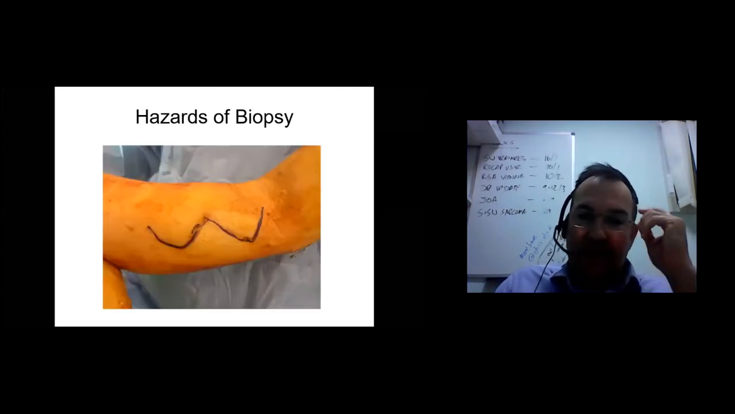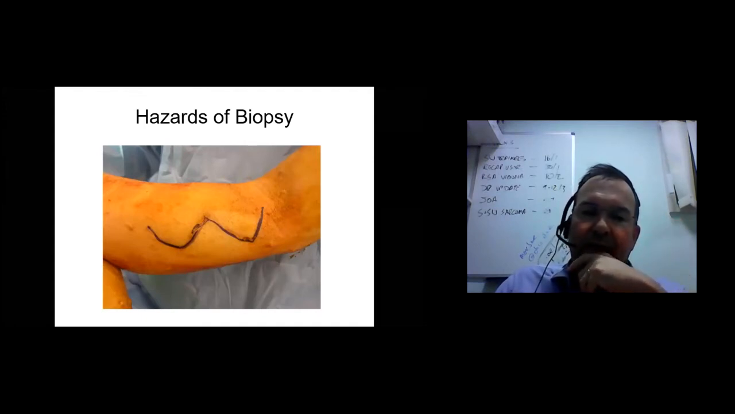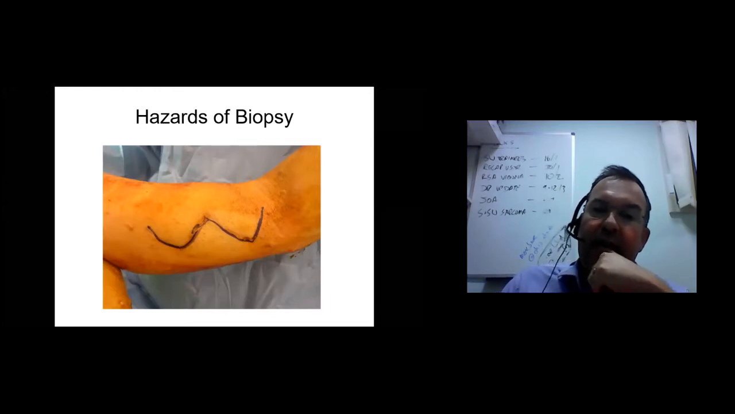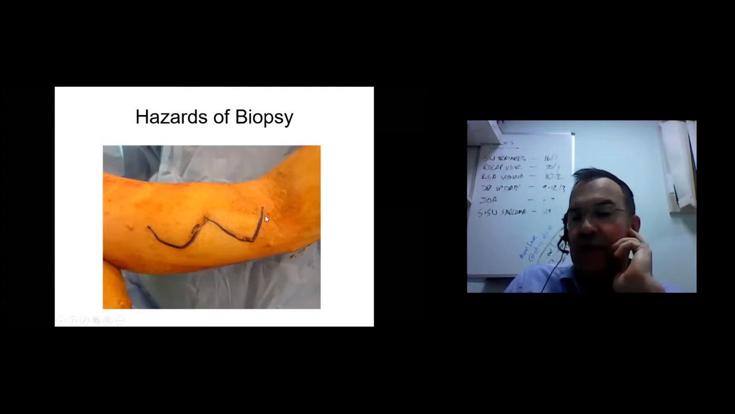So here's a classic example. This is one of the patients that came to me in our unit. This is a patient with an arm lesion where there was some diagnostic uncertainty. The W that you can see unfortunately links up 5 different biopsy tracks. So there was one here, one here, one here, one here, and one here. 5 different occasions they tried to take a sample of this.